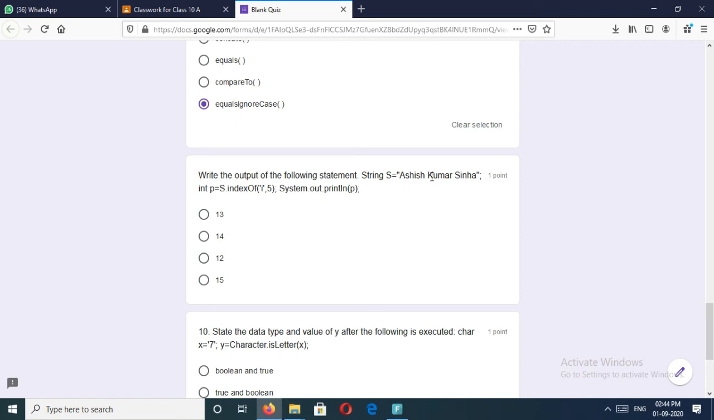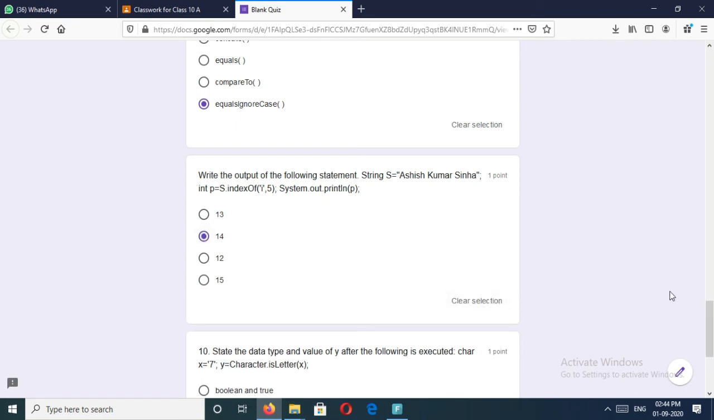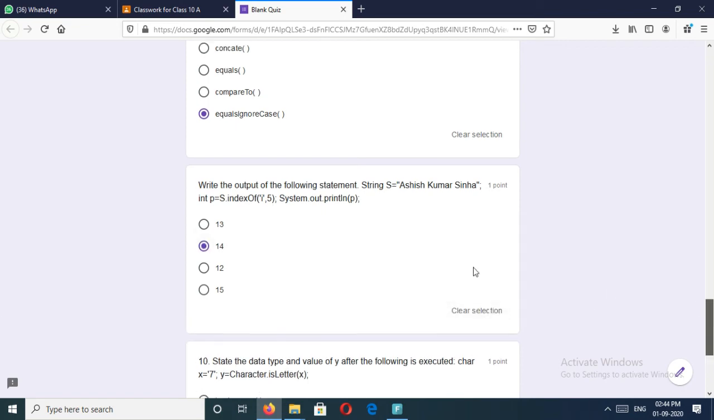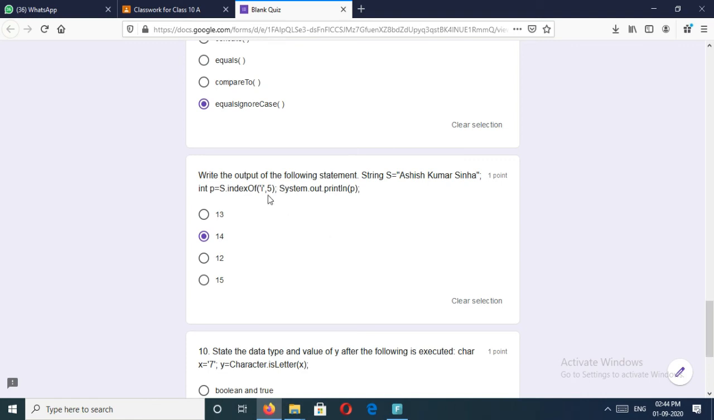If it is before that position, don't take that i. You have to take it after the given position. Then the answer is 14. Understood, all of you? If they are giving only the character and no number, then you have to take the first i. But if they mention an index number in the question, you have to take the i from after this position. Okay.